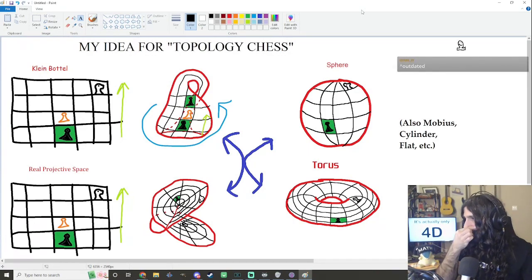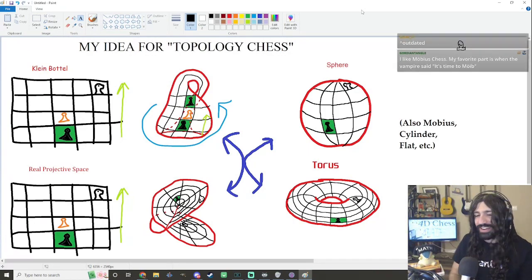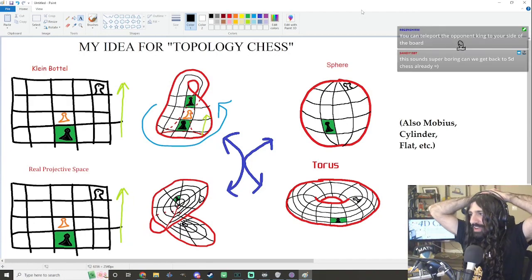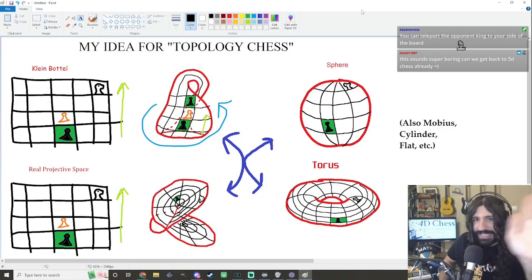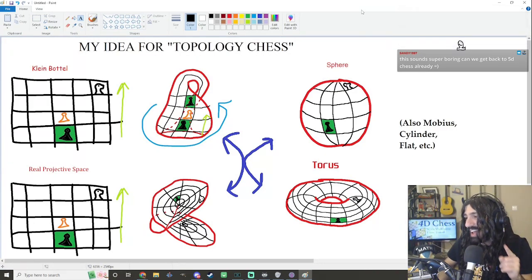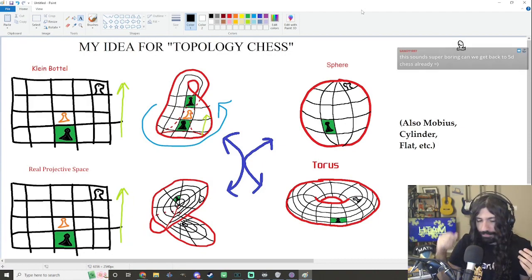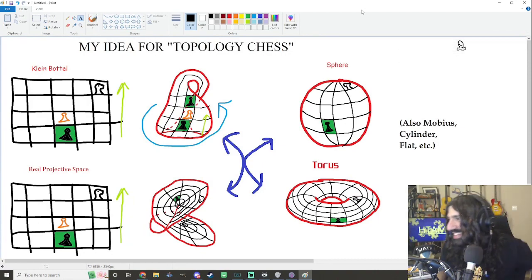This is what I'm talking about. Man, that torus is well drawn. Honestly. Yeah. Anyway, I'm trying to make this. So DM me if you can and have the capacity and the desire to help me make this.